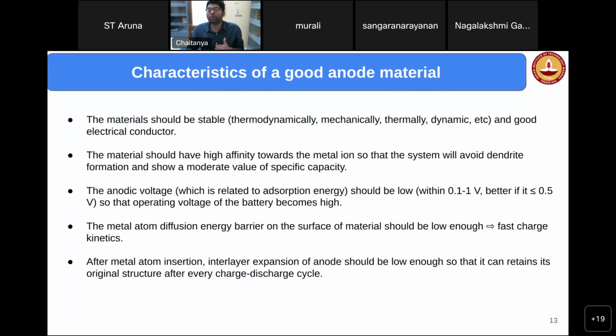The second thing is that the anodic voltage should be as low as possible, because the cell voltage is what we want to increase, and cell voltage is defined as the cathode voltage minus the anode voltage.